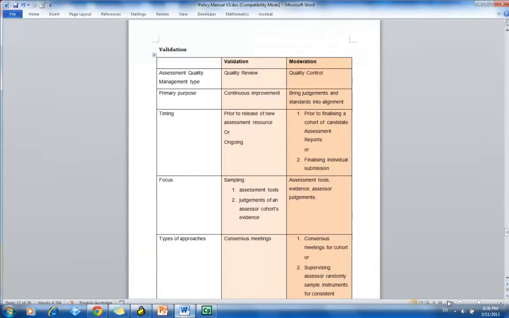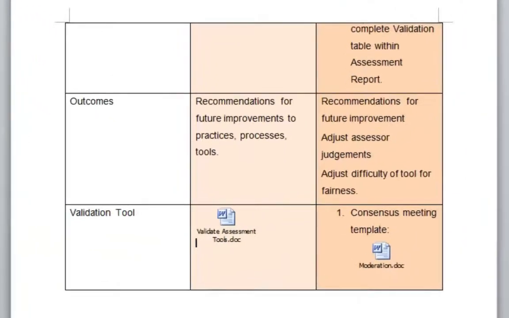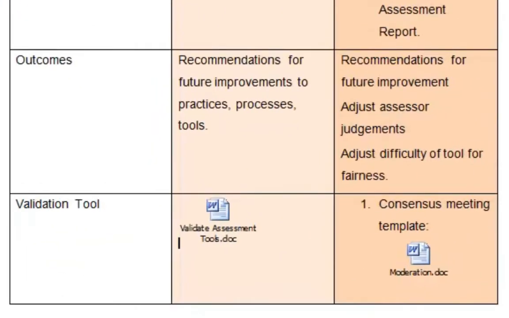So we're looking now at Evoke's current policy, and in here we have a section on validation. And this is a little table that breaks up the differences and information about validation and moderation. And when we go down, you'll actually see that there's some validation tools for that process. So when we're validating, we actually use the validate assessment tools, and when we're moderating, we have a moderation report.